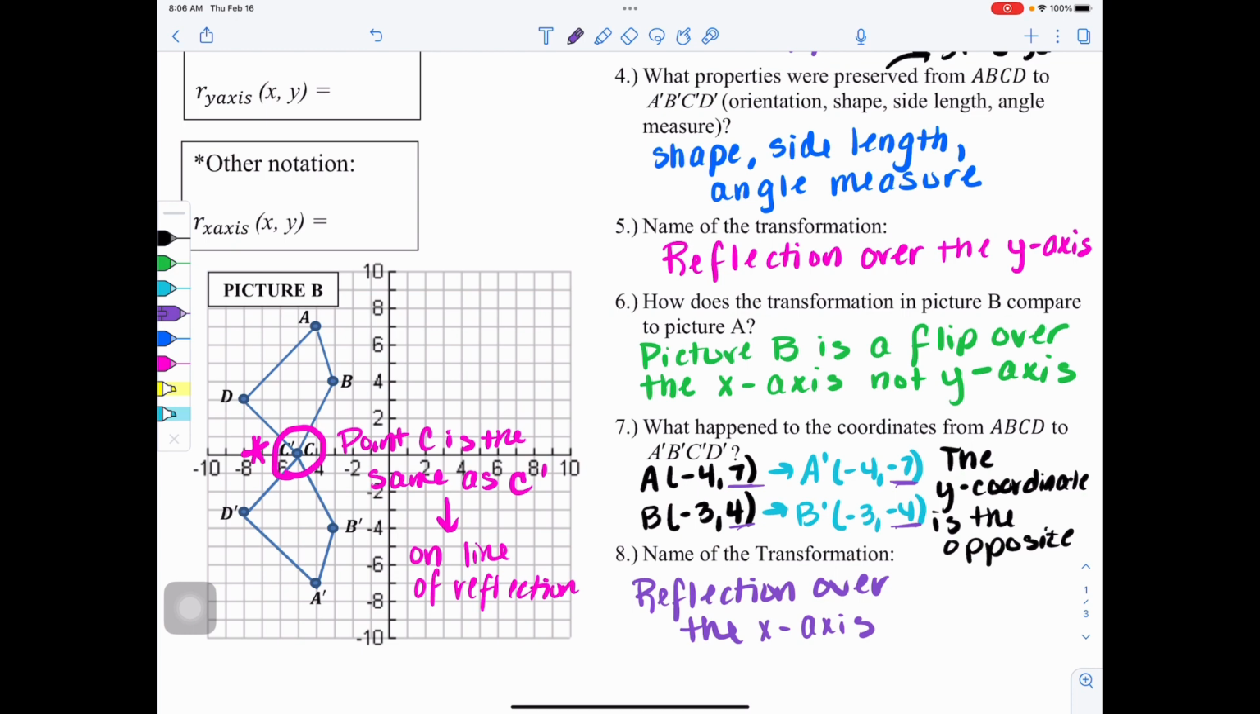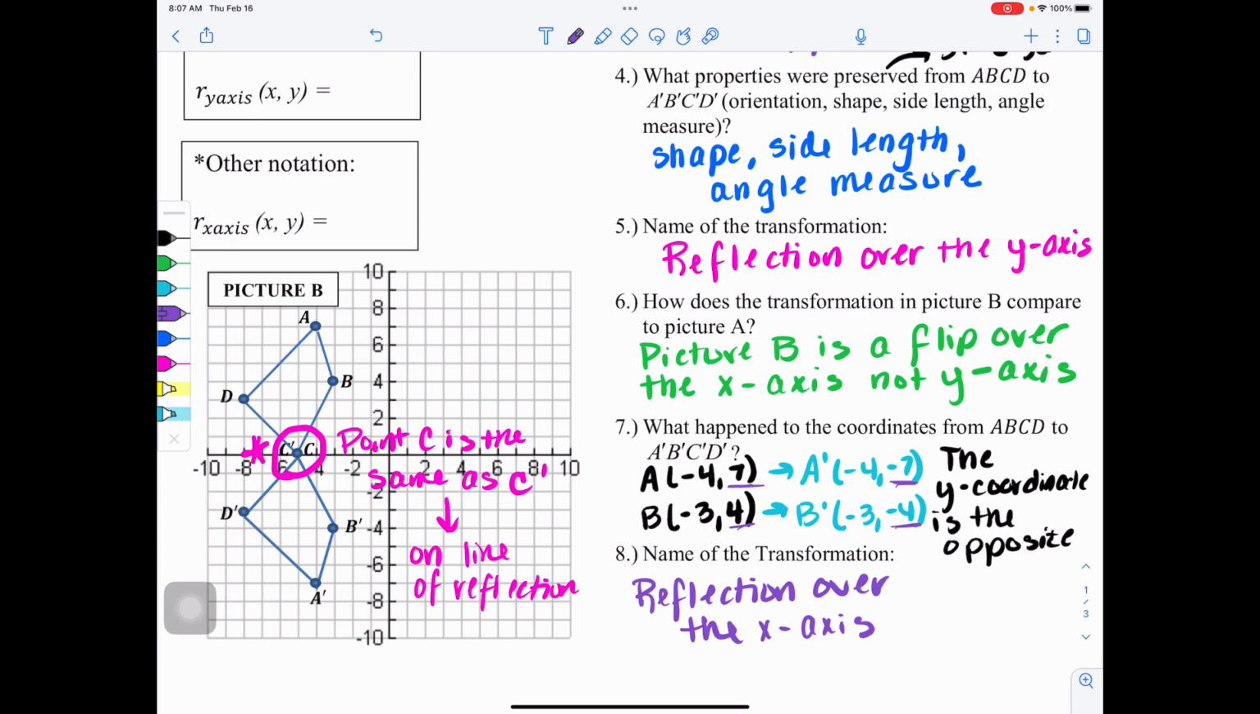And if I was technically going to name this transformation, it would be a reflection over the x-axis. So you have to say that it's a reflection. That's the technical name for a flip or mirror image. And you always have to tell me what line it reflected through or over.